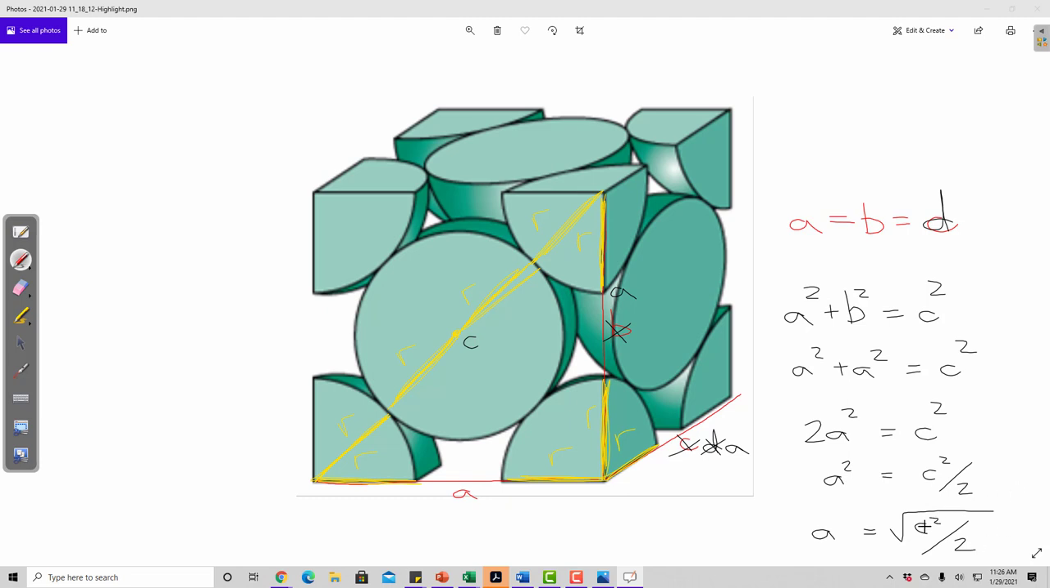So I know what C is, right? C equals 4R. And I know what R is. R is the radius. R equals 149 picometers. So C equals 4 times 149.